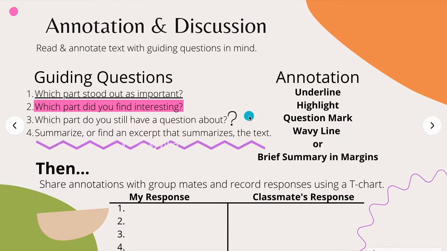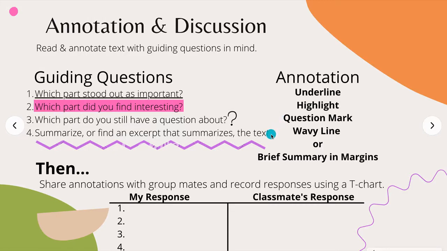Number 3, which part do you still have a question about? Is there a part of the text that's still unclear or confusing? Did you run into any unfamiliar words? Maybe this is just something that you're still thinking about or wondering about after reading. Go ahead and hit it with a question mark.